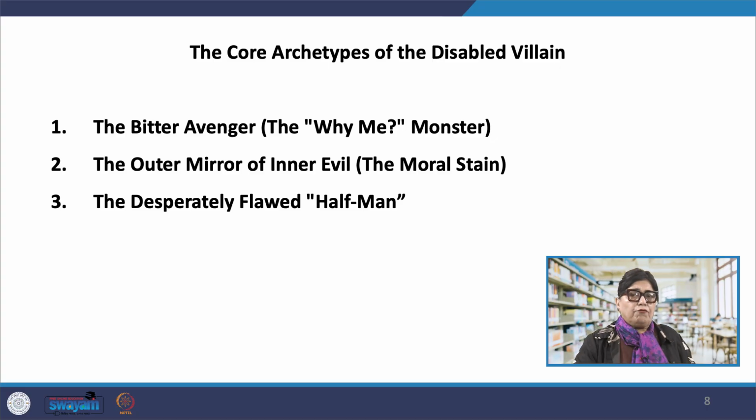The desperately flawed half man. In this trope, the villain's impairment is used to strip them of their humanity, framing them as incomplete, monstrous, or subhuman. Within the literary canon, it is Long John Silver in Robert Louis Stevenson's Treasure Island. While charismatic, his missing leg serves as a constant visual cue to the reader that he is a fragmented, untrustworthy pirate who operates outside civilized law.